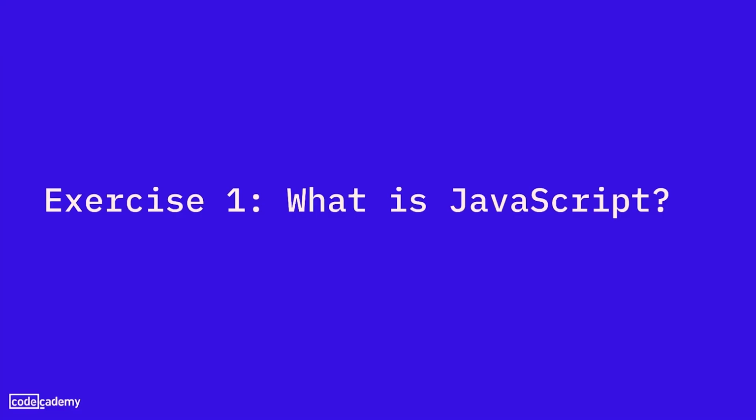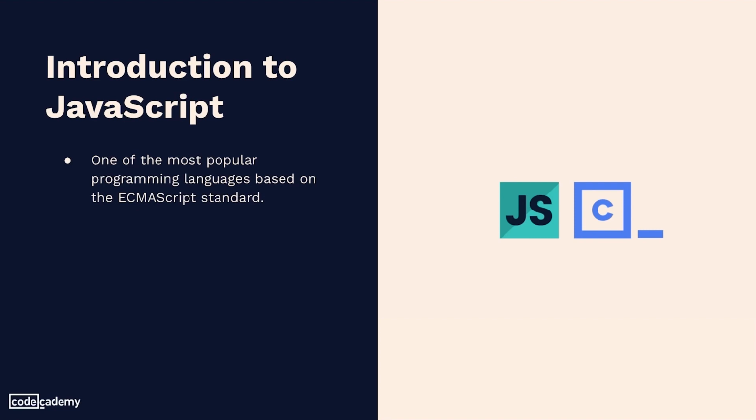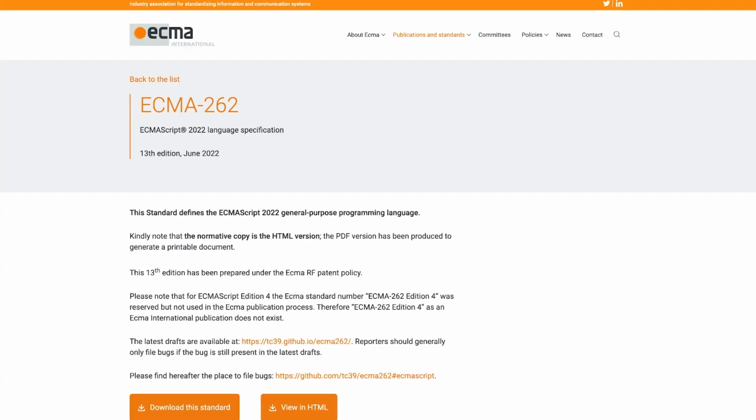Exercise 1. What is JavaScript? All right, let's talk JavaScript. JavaScript is one of the most popular programming languages, and it's based on what's known as the ECMAScript standard. ECMAScript is a standard used to define any general-purpose scripting language. It is maintained by ECMA International, an organization that defines standards for different technologies, such as programming languages like JavaScript.